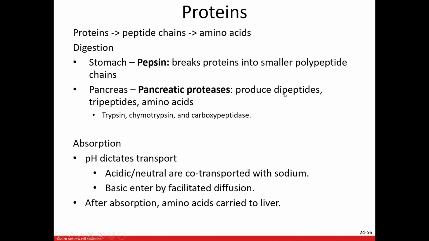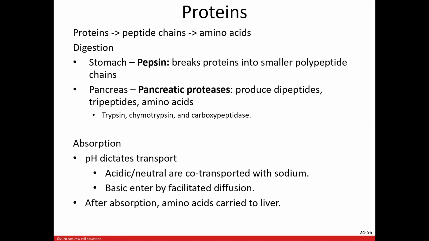So a dipeptide just means there are 2 amino acids. A tripeptide just means there are 3 amino acids. And then an amino acid is just an individual amino acid. So the idea is we're getting them down from the proteins to polypeptide chains to very short polypeptide chains or individual amino acids to increase the ability to be absorbed. And for the pancreas, with those proteases, you have your trypsin, your chymotrypsin, and your carboxypeptidase.